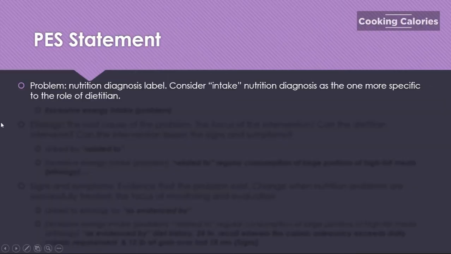Now, let us start making our proper PES statement. PES stands for problem, etiology, and signs and symptoms. We will start with the nutrition problem. The nutrition problem that you will be creating is the result of your assessment of the patient.